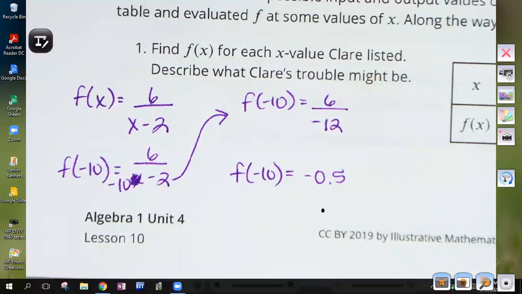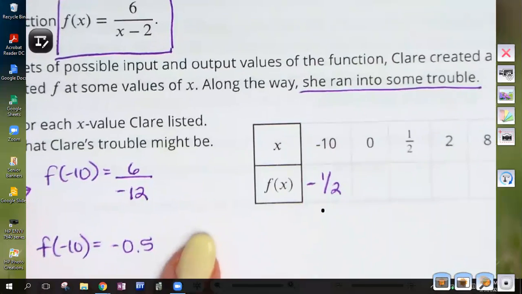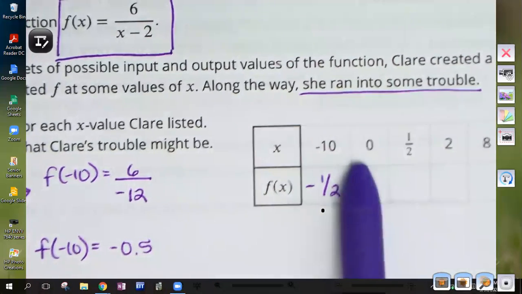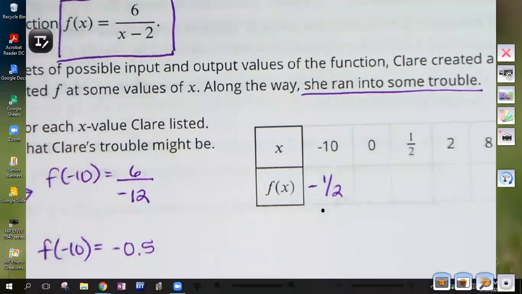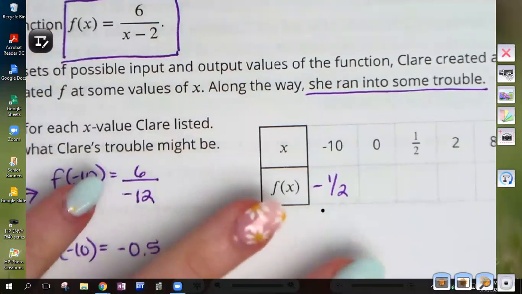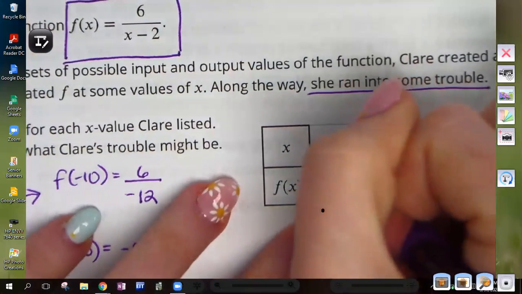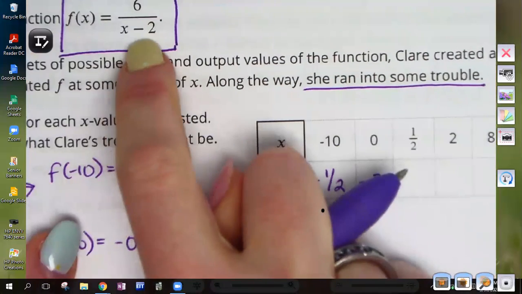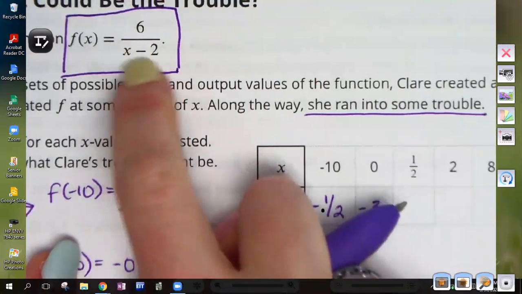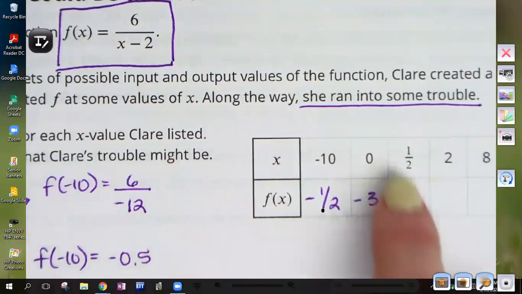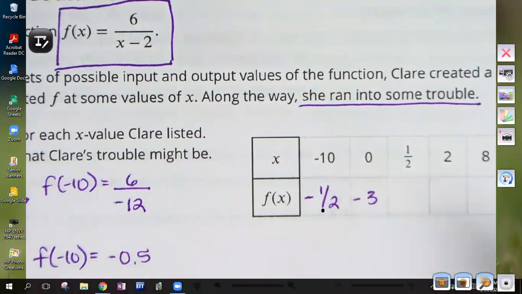All right, here we go. When I have 0 as my input, what is my output? -3, because 0 minus 2 would be -2, and 6 divided by -2 would be -3. All right, if it's 1/2, what is my output? -4.